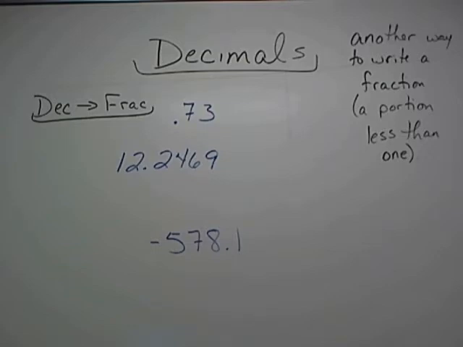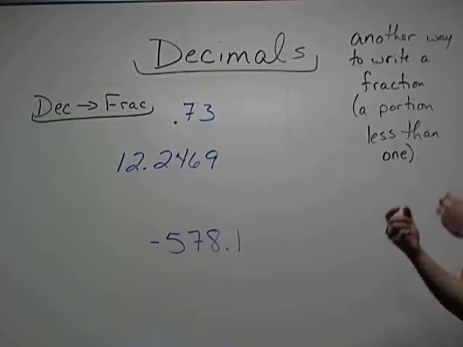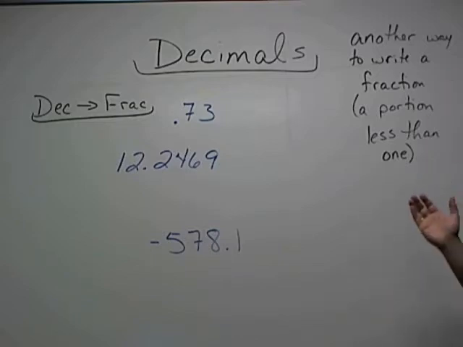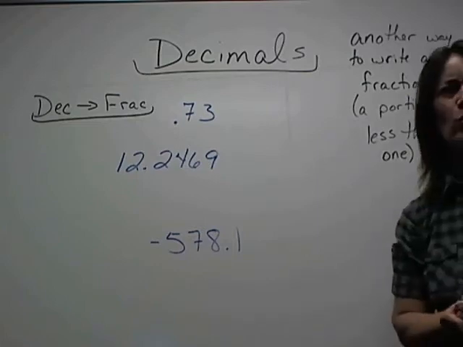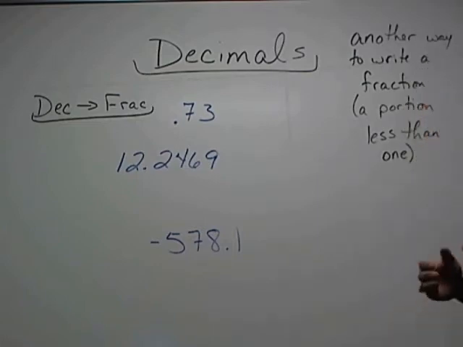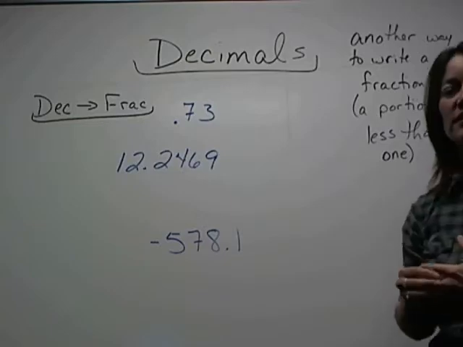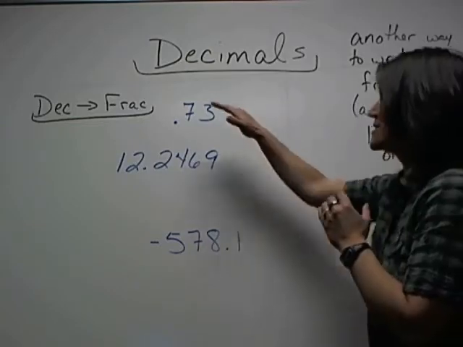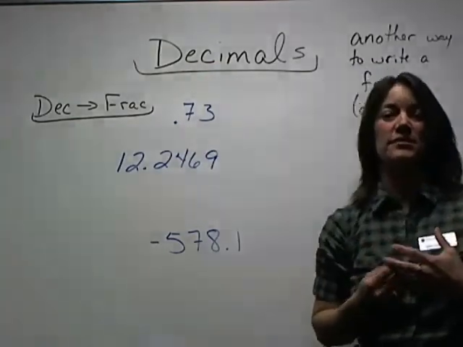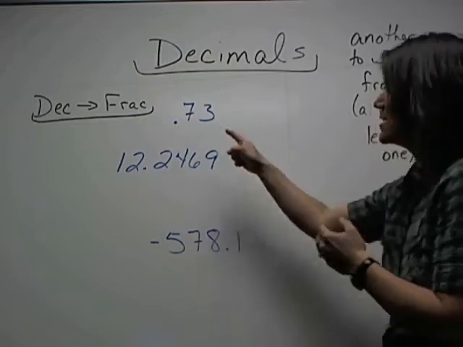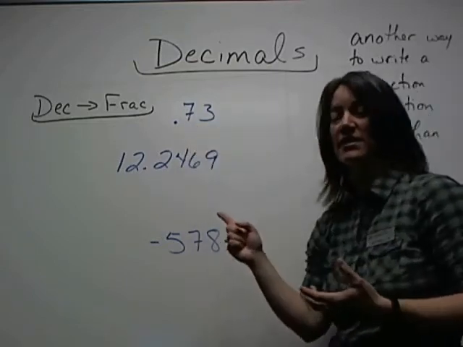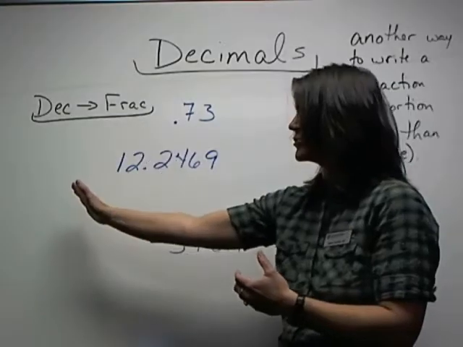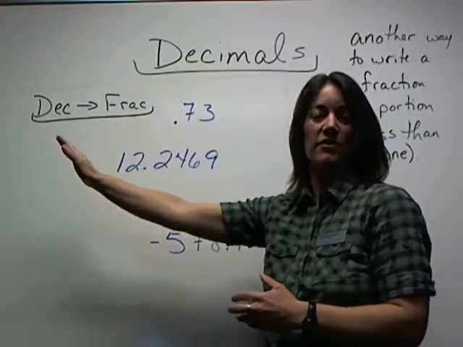Welcome to Chapter 5 on decimals. Now, decimals is just another way to write a fraction, which is a portion that's less than 1. A decimal is, because it has "deci" in it, part of our base 10 system. So every decimal place is a multiple of 10, just like it is when we're talking about our larger numbers going to the left of our decimal point.